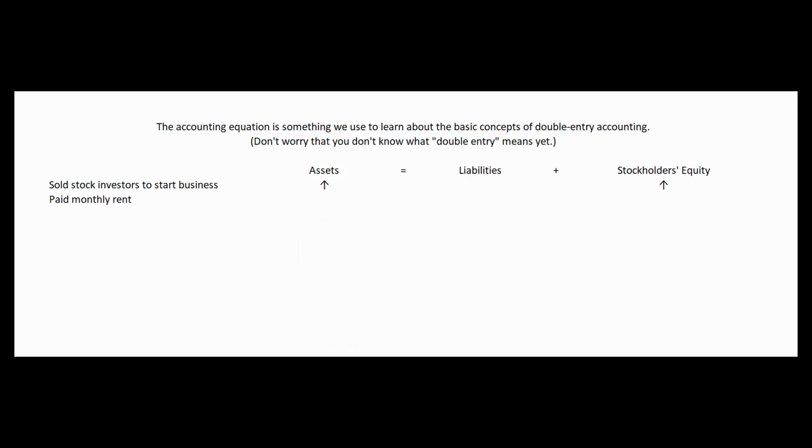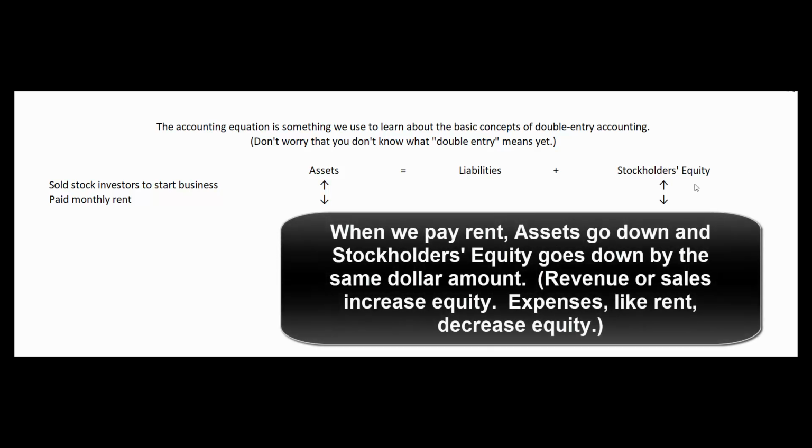Next, we cut a check. We pay cash for a monthly rent. What's happened to assets and what's happening to stockholders' equity? They're both going down. Assets are going down because we have less cash. Stockholders' equity is going down because revenue, sales make owner's equity go up, and expenses make owner's equity go down. In this case, we call that owner's equity stockholders' equity.